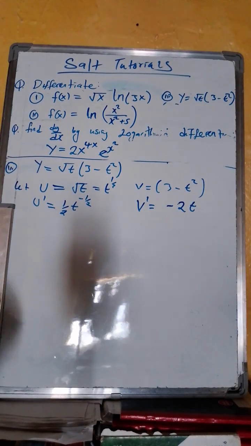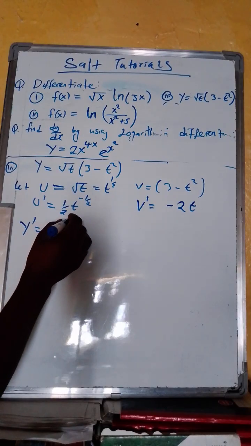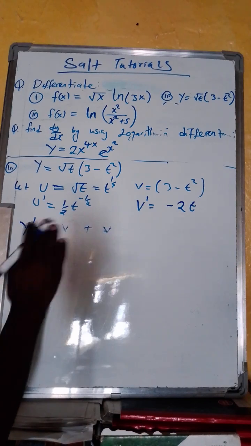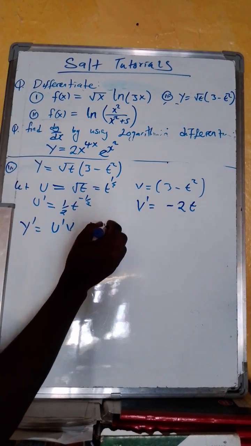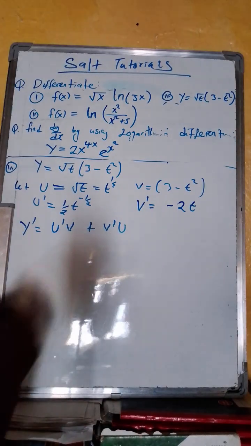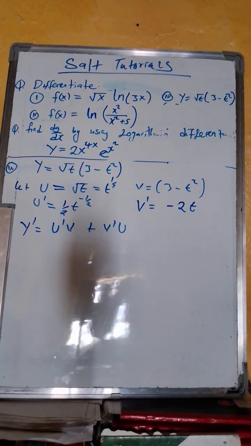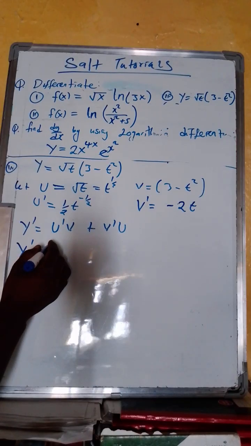Then let's replace. y prime should be equal to u multiplied by v prime plus u prime multiplied by v plus v prime multiplied by u, something like that. So that is our product rule. Differentiate the first function, keep the second. So let's replace. y prime is equal to 1 over 2.